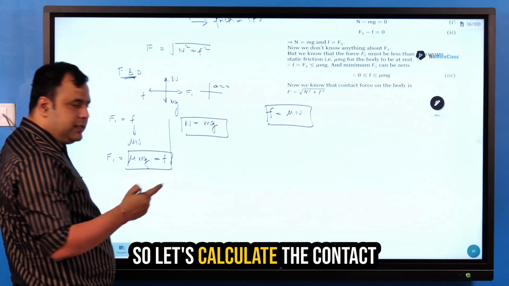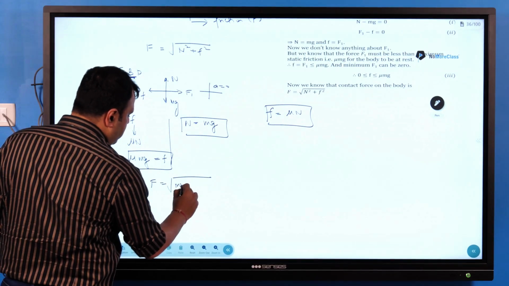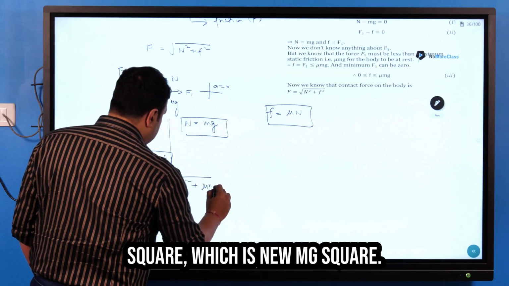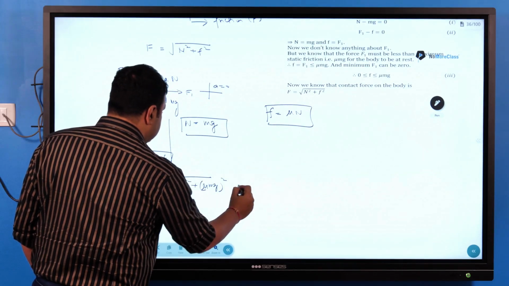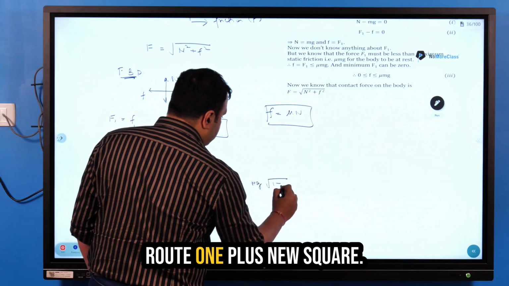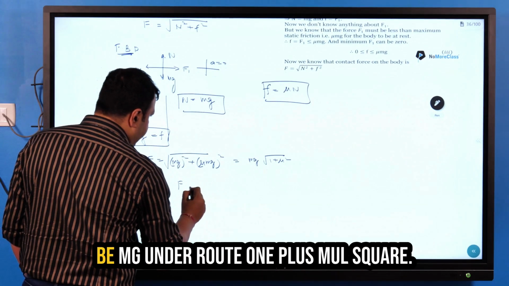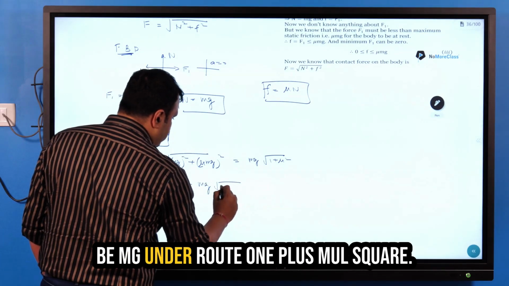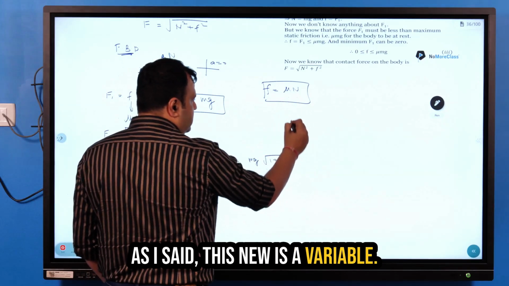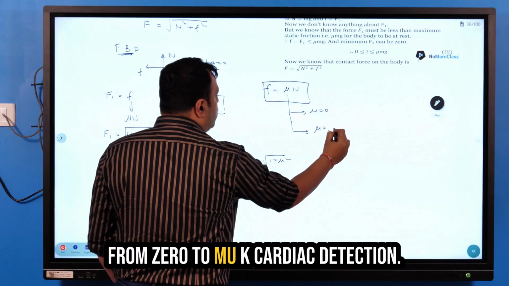So let's calculate the contact force F. The formula is the square root of N squared, which is (mg) squared, plus f squared, which is (mu mg) squared. Taking (mg) squared common, we get mg under root 1 plus mu squared. That's the value we are getting. So the contact force comes out to be mg under root 1 plus mu squared. As I said, this mu is a variable. The value of mu will vary from 0 to mu k.